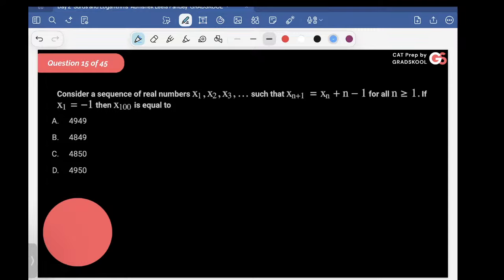Sequence of real numbers. This is given to us for all n greater than or equal to 1. If x1 is -1, then x100 is equal to what?